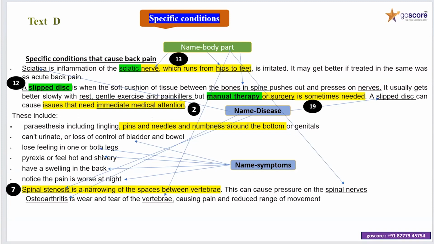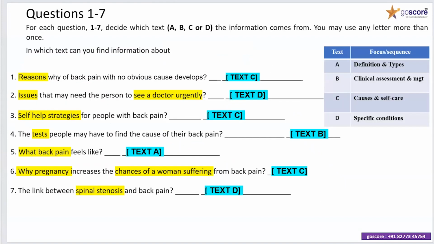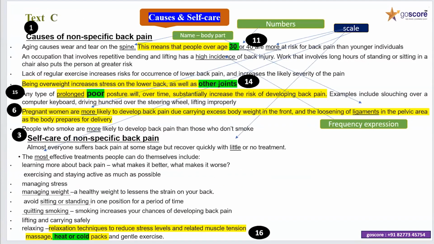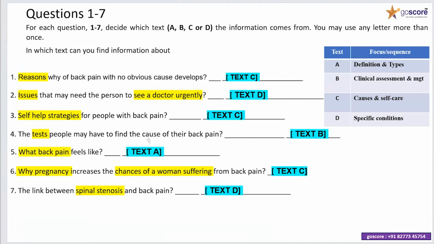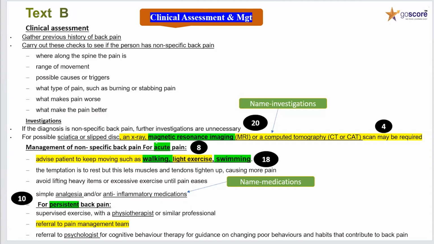Then, self-help strategies for people with back pain. It's from text C. Self-care of non-specific back pain is from text C. Then, the tests people may have to find the cause of their back pain. Test is definitely from the investigation part in text B. Here you can see for possible sciatica or slipped disc, an X-ray, magnetic resonance imaging (MRI) or a computed tomography (CT or CAT scan) may be required.